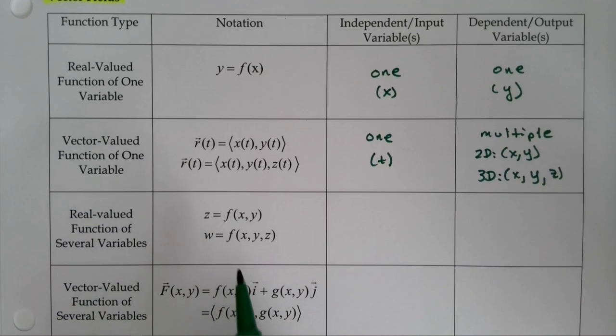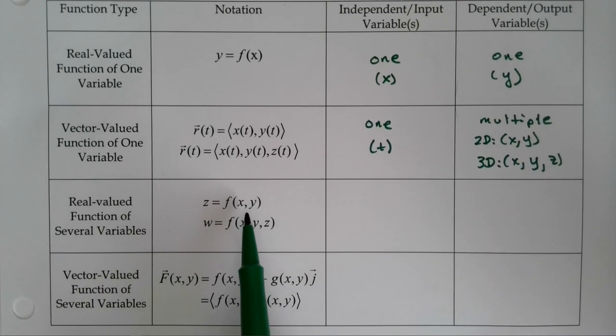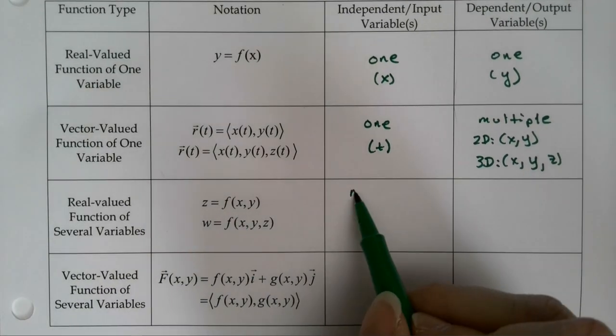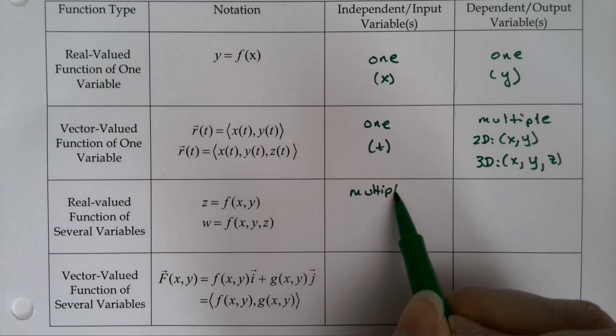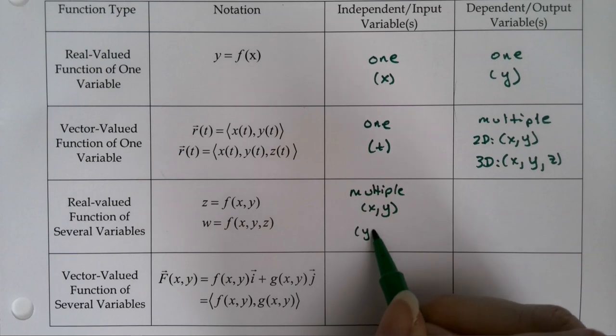Then in another chapter in this course, we learned that we could take multiple inputs, such as x and y, right, a two-dimensional point, or x, y, z, a three-dimensional point.